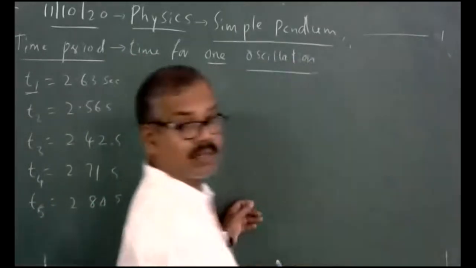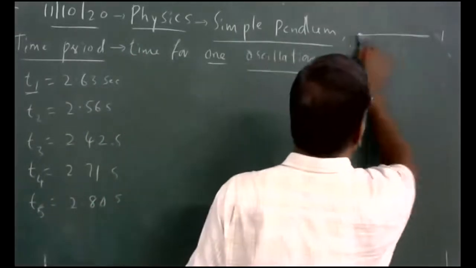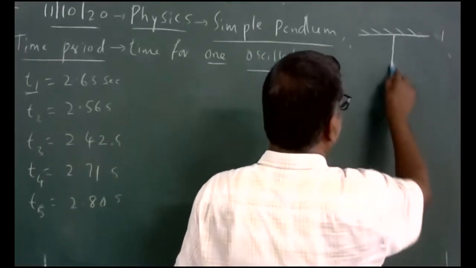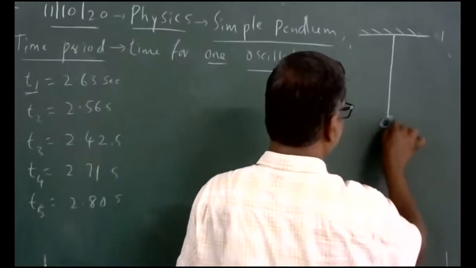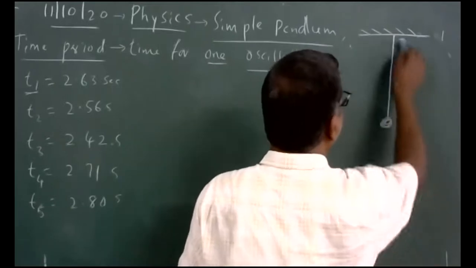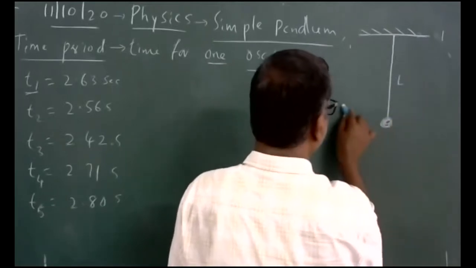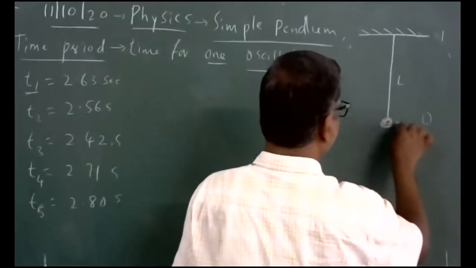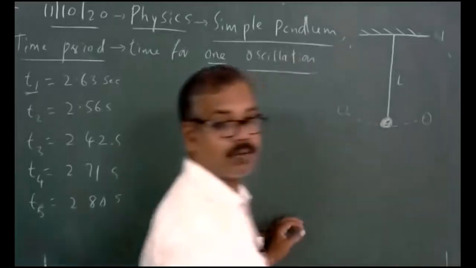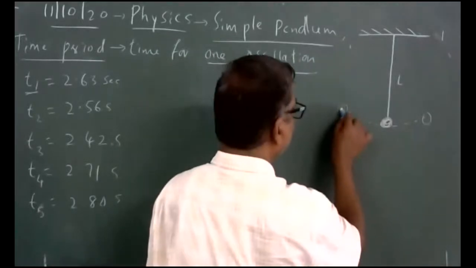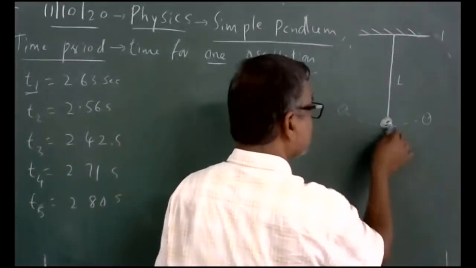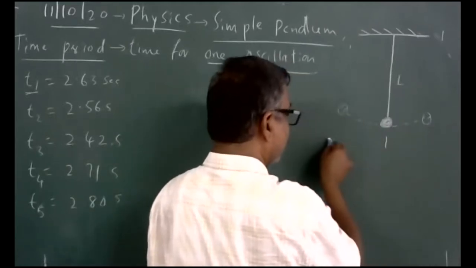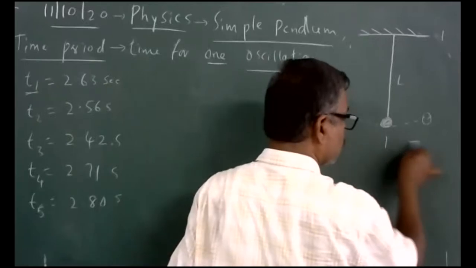A simple pendulum looks like this. Let me draw a line. I have a fixed end, so one end of the thread is fixed here. You just have a metal bob. The length is going to be L. It is going to oscillate. Suppose the mass starts here, goes to the left, then comes back to the same position, goes back and comes back.